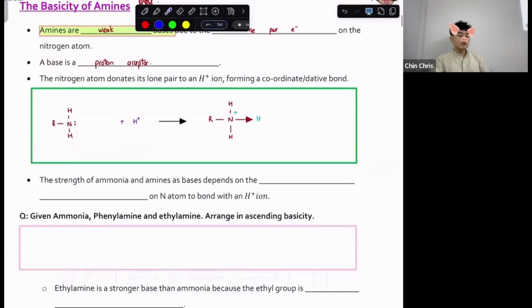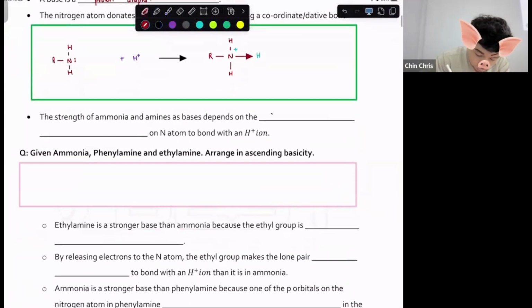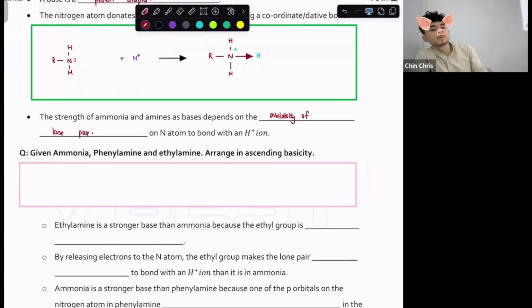Alright guys, next, the strength of ammonia and amine as a base depends on the availability of the lone pair on your nitrogen atom to receive electrons. That's it.